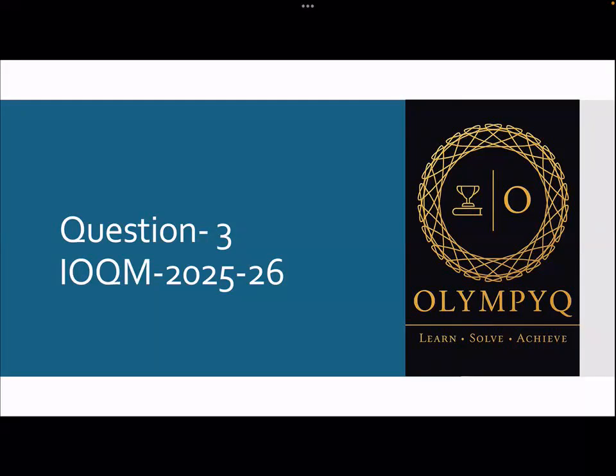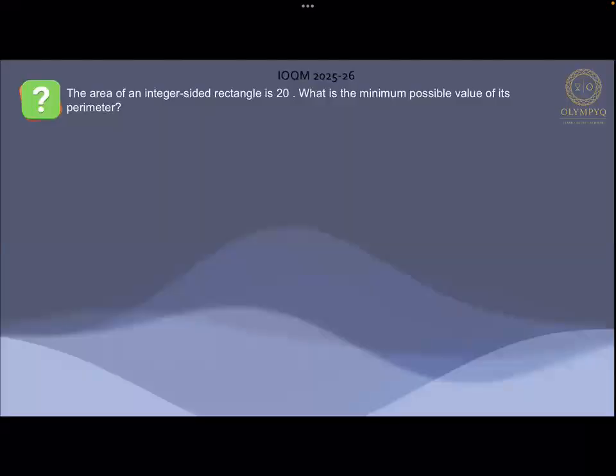Hello students, this is question number 3 of IOQM 2025-26, and the question says that the area of an integral sides rectangle is 20. Then what is the minimum possible value of its perimeter?